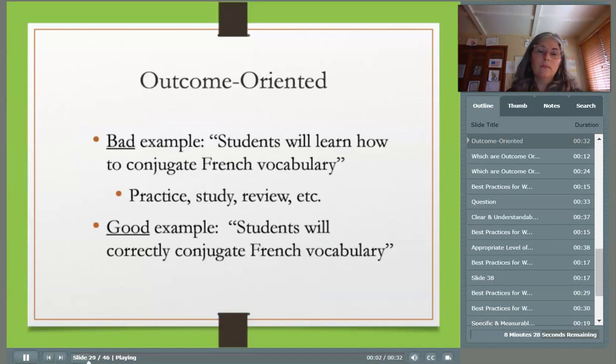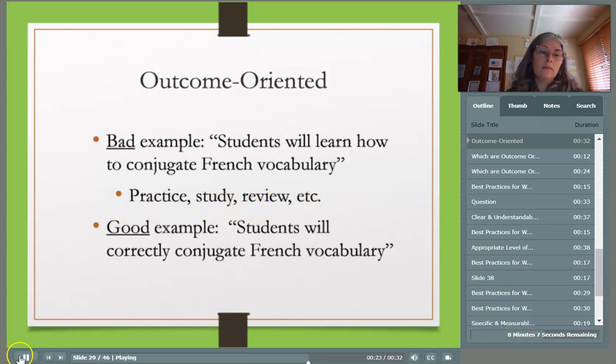So here are some outcome-oriented examples. For the bad one, "students will learn how to conjugate French vocabulary." Will learn. Well, how do you know when they're finished learning? And is learning really the outcome you want? The same thing goes with other similar verbs like practicing, studying, reviewing.